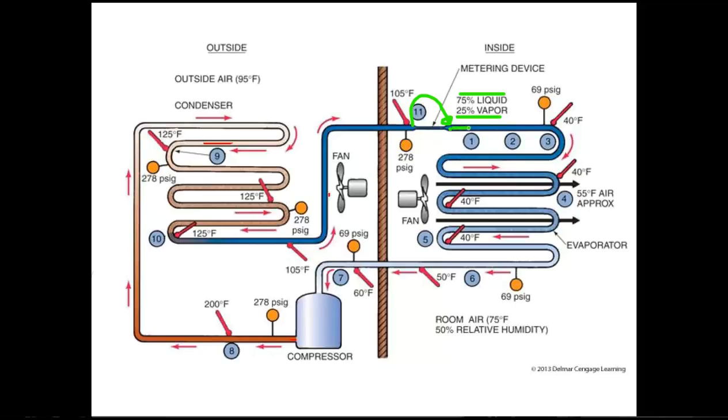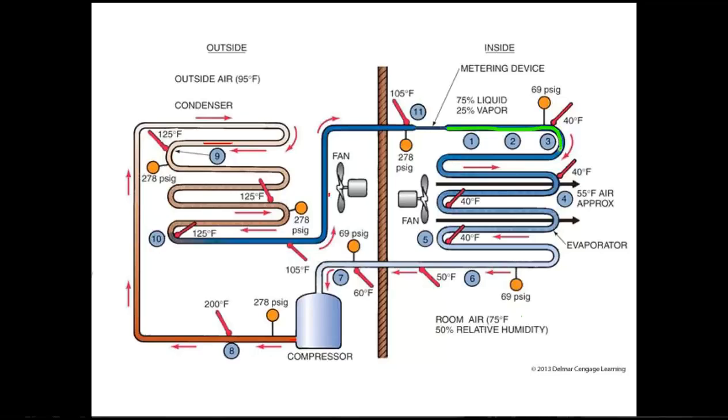And we have our indoor fan that is blowing 75-degree room air across our evaporator coil with our saturated refrigerant in there. And remember, when refrigerant or anything else is at its saturation point, if you add any kind of heat, it's going to change the state of the refrigerant. So it's already 75% liquid and 25% vapor, and it is going to continue to change state as it passes through the evaporator coil.